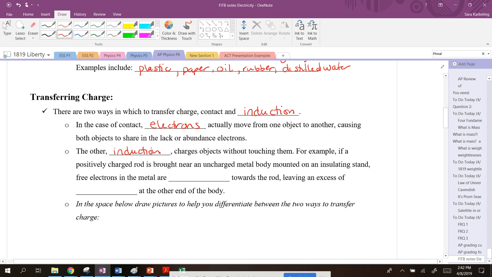For example, if a positively charged rod is brought near an uncharged metal body mounted on an insulating stand, free electrons in the metal are what? Are they going to be attracted to or repelled by the positively charged rod? Attracted. Yeah.